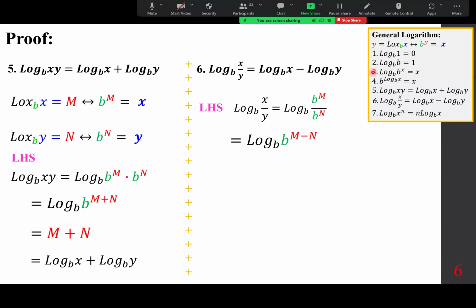And the third rule, again, just look at the arrow. There's really not much to prove. So the answer is m minus n. And again, instead of m, we're going to put log x base b. Instead of n, we're going to say log y base b. And that's the proof.